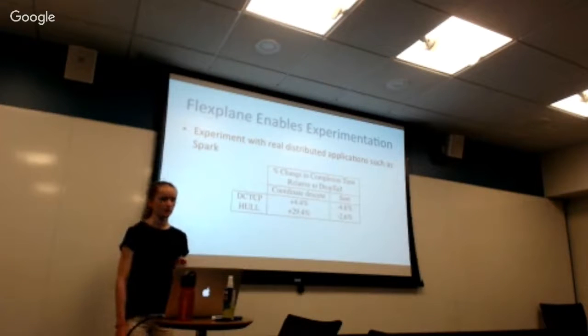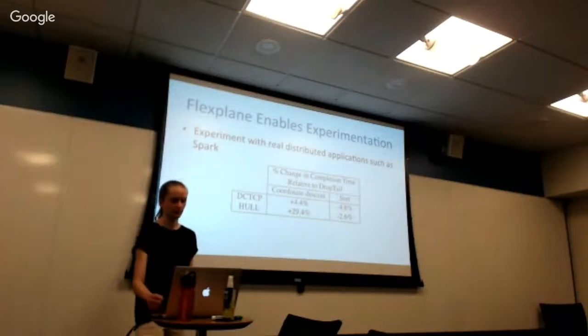In contrast, the coordinate descent application, which primarily sends large bulk data transfers, experienced a slightly higher completion time with DCTCP and significantly higher completion time with HULL because of these schemes' more aggressive responses to congestion. Both of these Spark applications spend the majority of their time performing computation. It would be very difficult to accurately model them in a software simulator and to conduct this experiment in simulation.